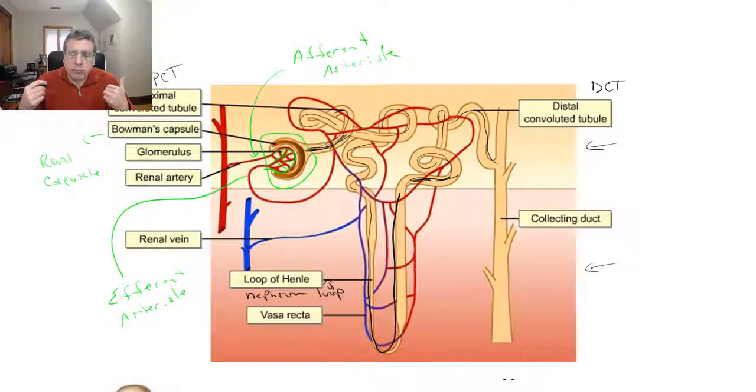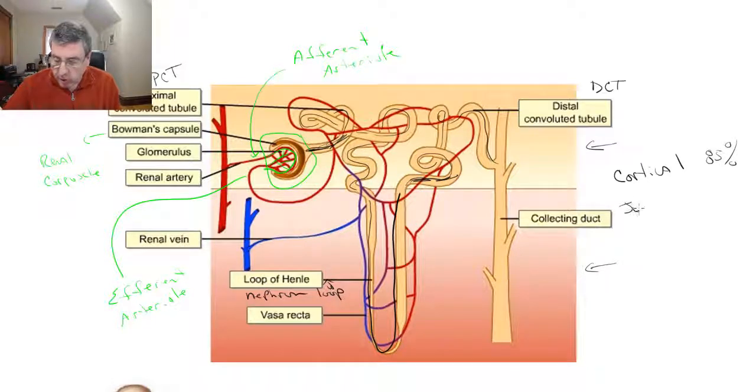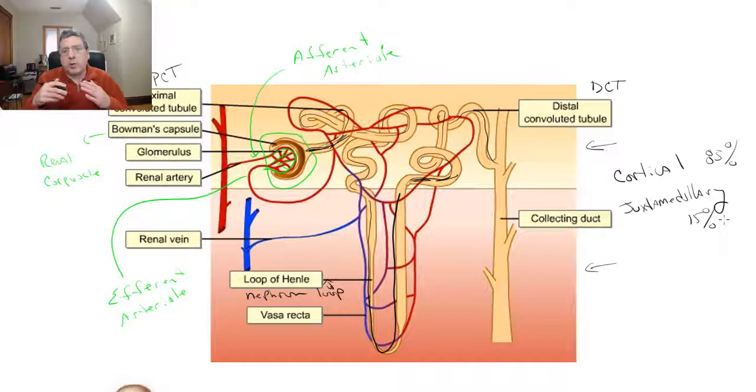The remaining 15% are called juxtamedullary nephrons. So that is not written out here. So let me abbreviate that. So we have cortical nephrons, which are about 85% of the total nephrons, and juxtamedullary are about 15% of the total nephrons.